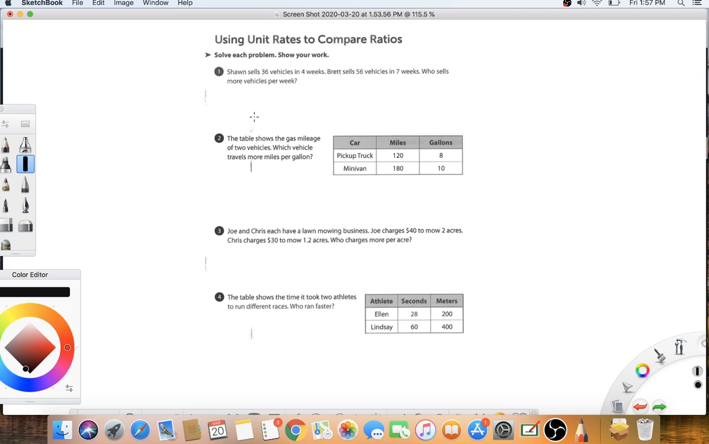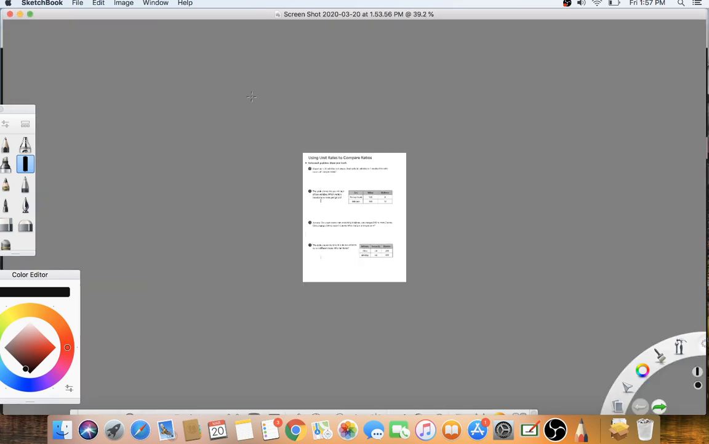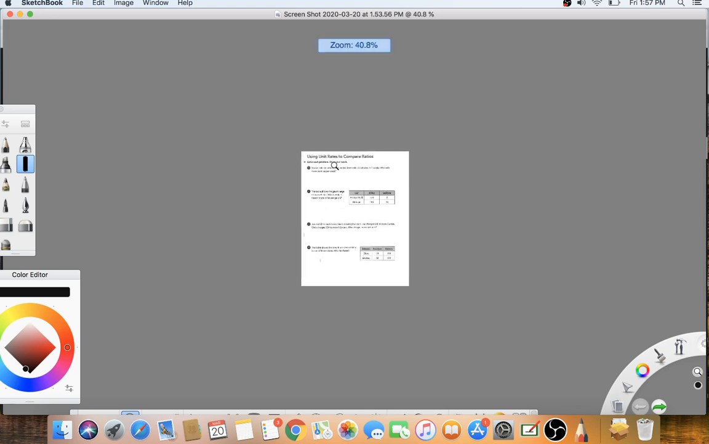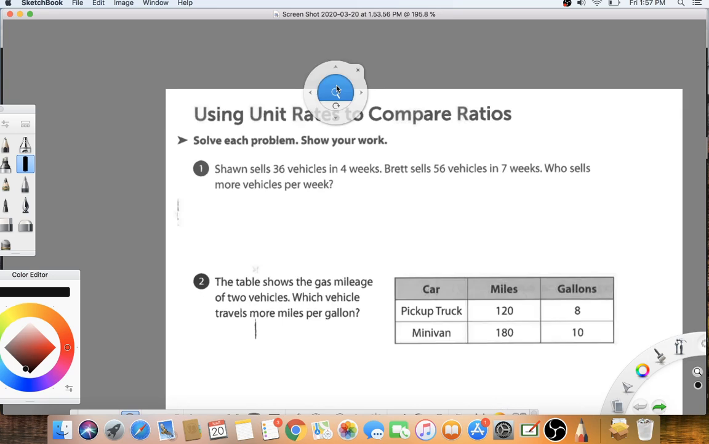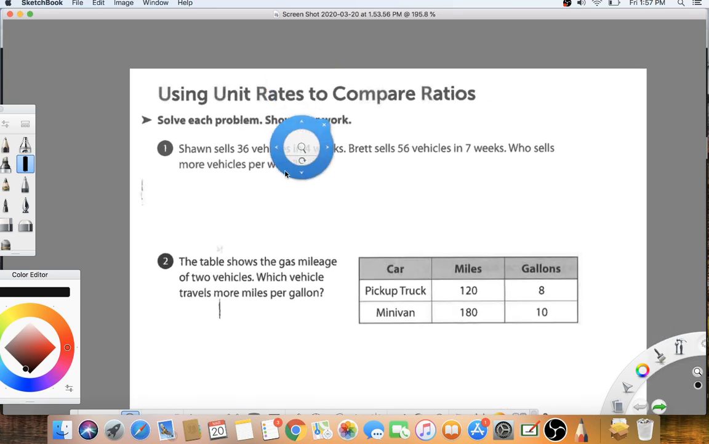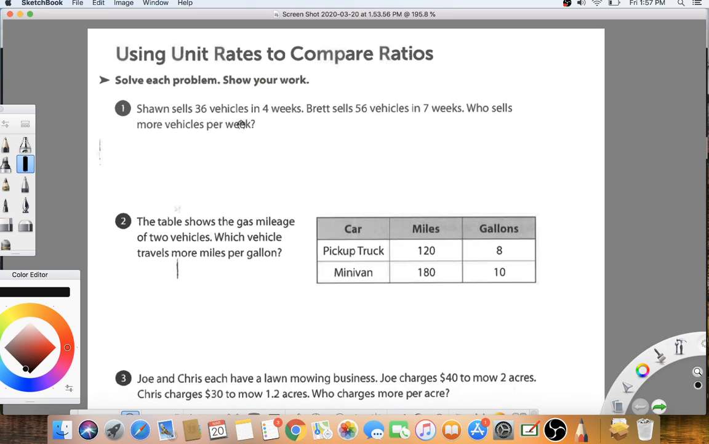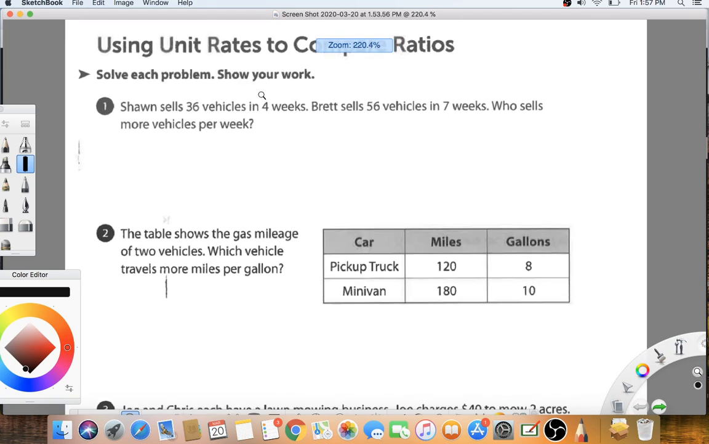Let's actually zoom in. Starting to get used to this. Whoa, not like that. Oh well, that's what I get for trying to do something new. All right, it's fine. It's fine. All right, there we go.